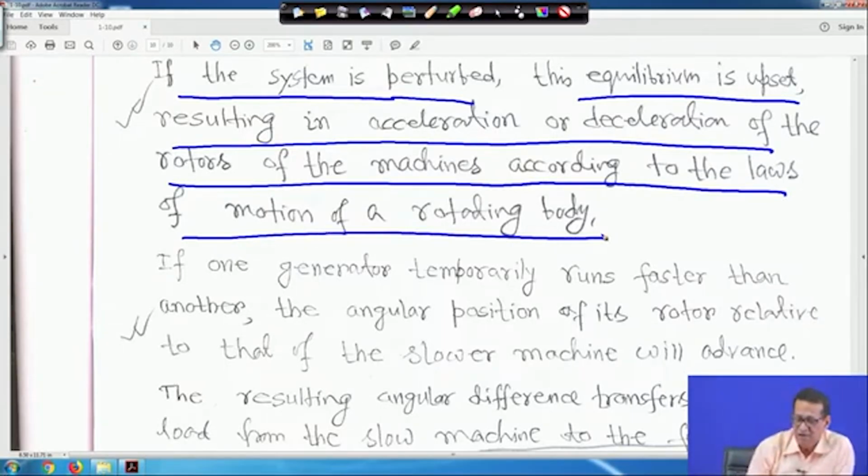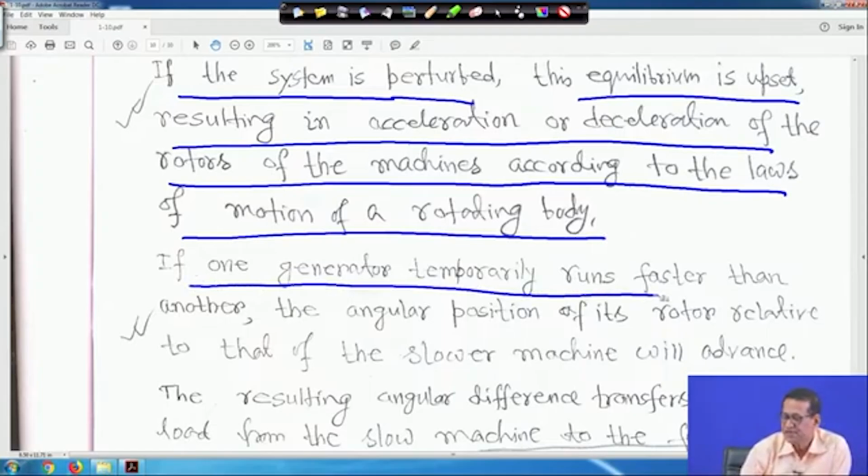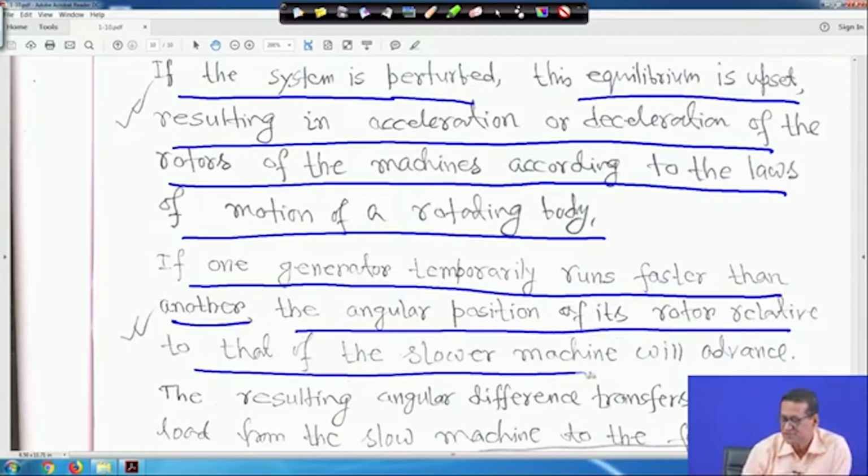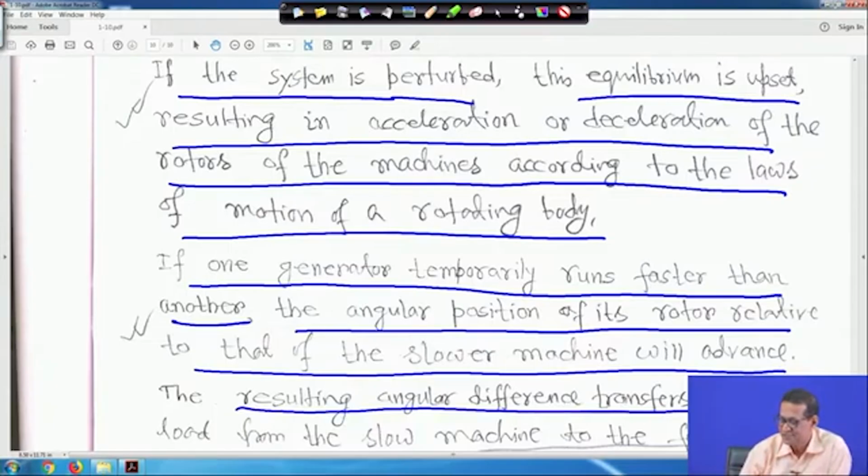Now if one generator temporarily runs faster than another, the angular position of its rotor relative to that of the slower machine will advance. So the resulting angular difference transfers part of the load from the slower machine to the faster machine.